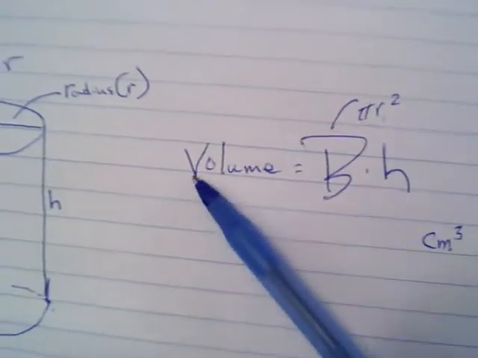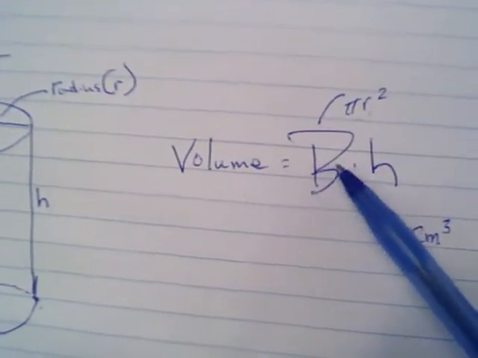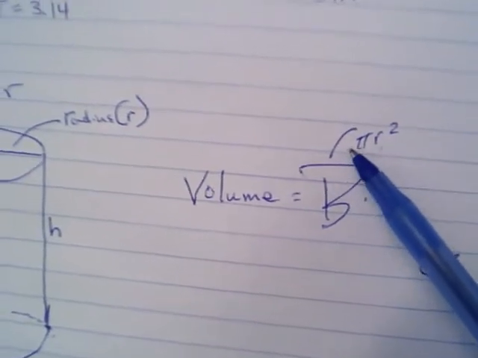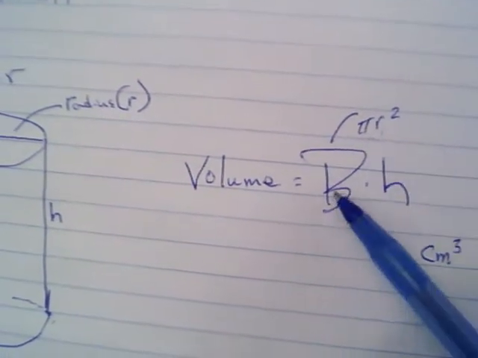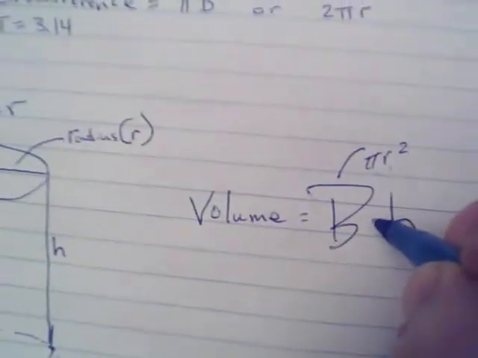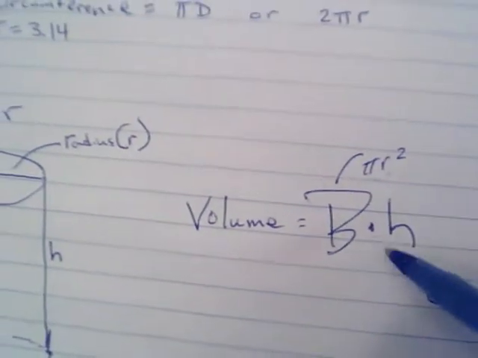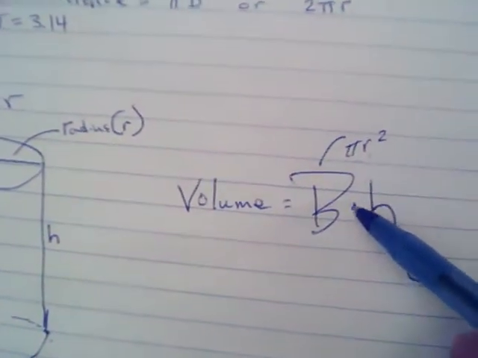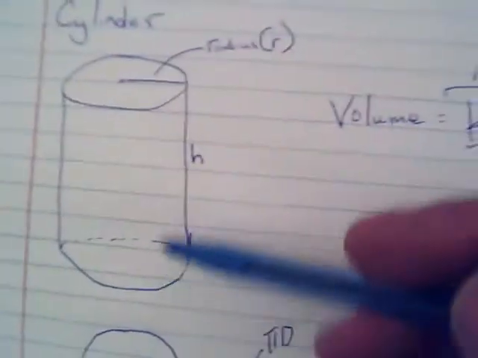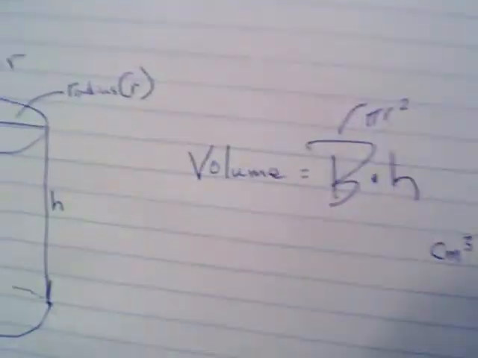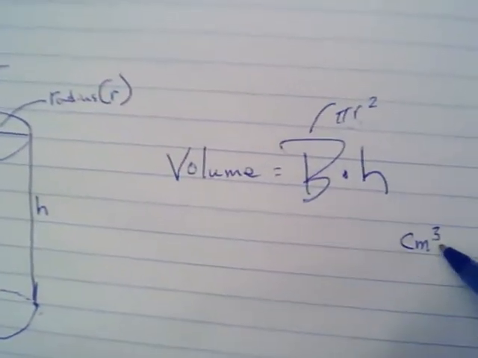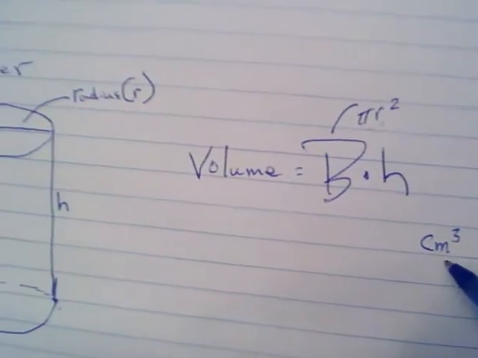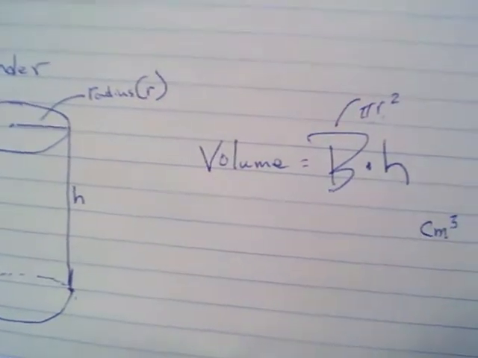All right, so volume equals the area of the base, which we know is the same thing as the area of a circle, pi times radius squared, times, and this little dot, by the way, means multiplication, the height of the prism. Okay, so that's pretty straightforward. You should end up with a cubed number. In this case, I wrote down centimeters cubed because I'm going to give you a problem here at the end that you can work, and that's in centimeters.